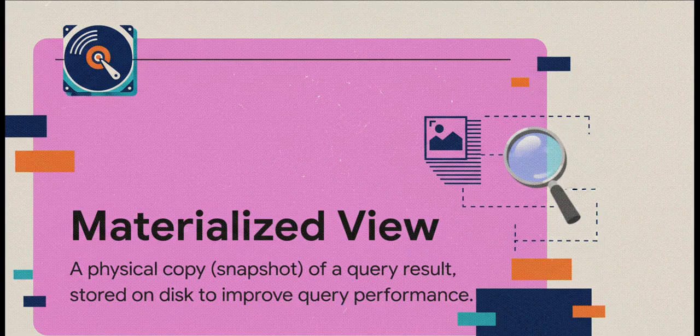And get this, it breaks the #1 rule we just learned. A materialized view is not virtual. It's a physical snapshot, a photocopy, if you will, of the query result, and it's stored on a disk. And it exists for one reason, and one reason only: pure speed.